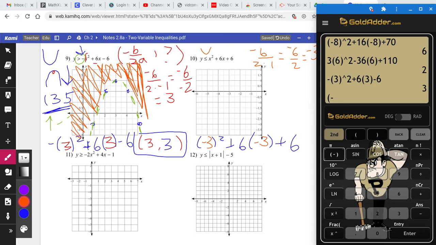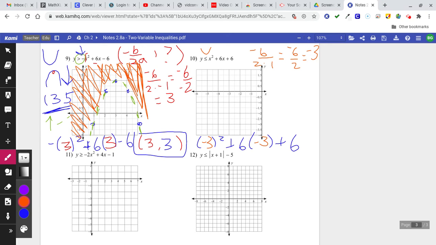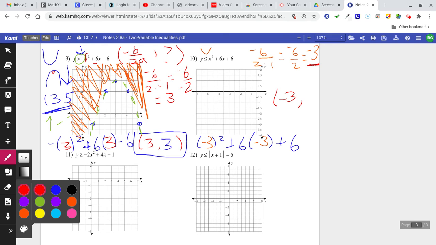Parentheses, -3, close them, squared, plus 6, parentheses, -3 goes in there, plus 6. And we get -3. Okay, so my vertex, when I plug in this number, -3, I got out -3. That's my vertex. So we graph -3, -3 right there.